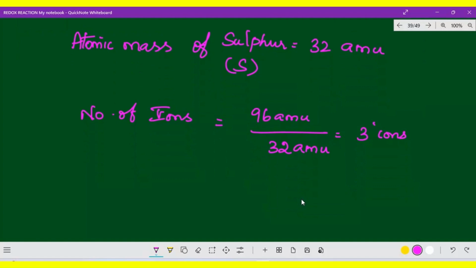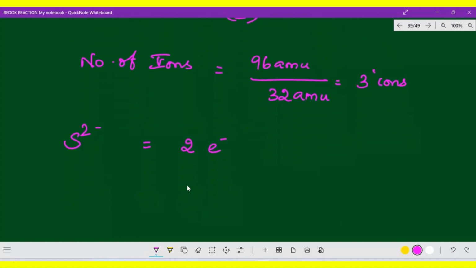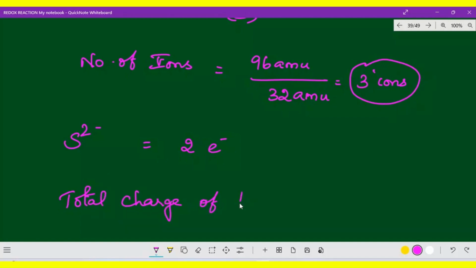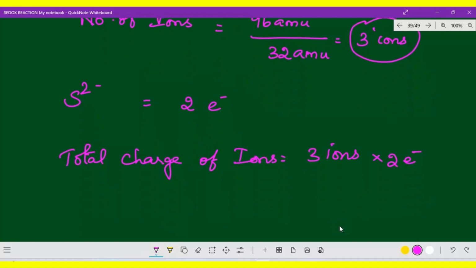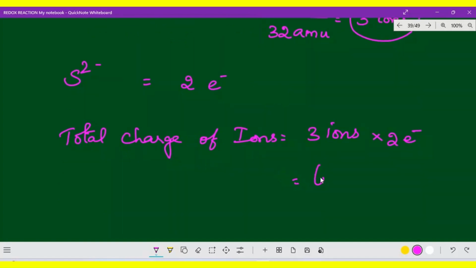Right, now in that S2 minus ion, how much charge does each carry? Actually, it is 2 charges, 2 electrons we can also say. So total charge of ions, how much here? That is 3 ions, no? So 3 ions into how many charges over here? That means electrons, here 2 electrons. So how many together? Total number of electrons is 6 electrons.